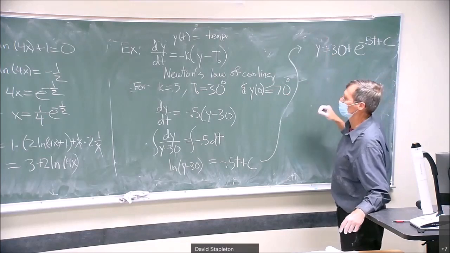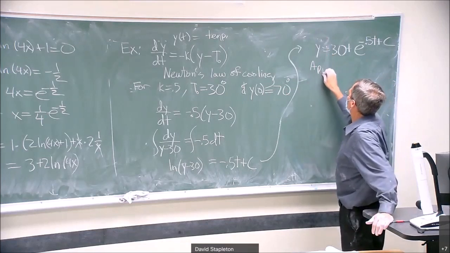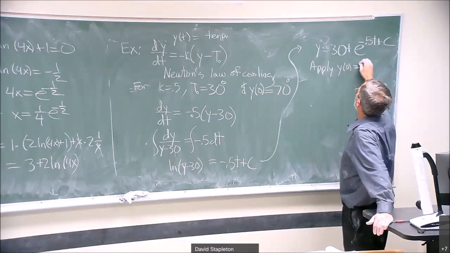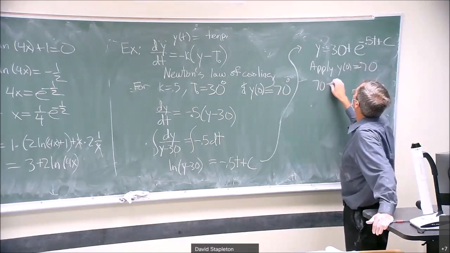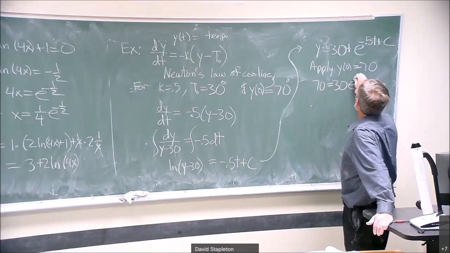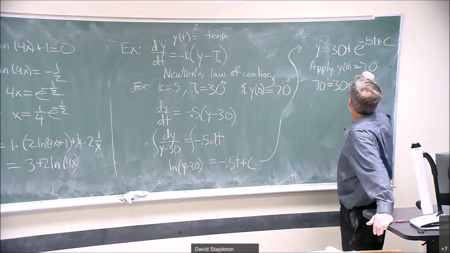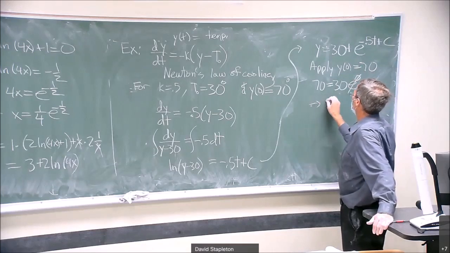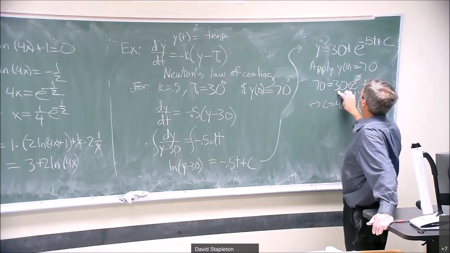Now, from this equation, you can apply the initial condition to determine what c is, right? Apply y of 0 equals 70, because y equals 70 when t equals 0. It's e to the minus 0.5 times 0 plus c. E to the 0 is 1, so c must be 40. So 40 plus 30 is 70.